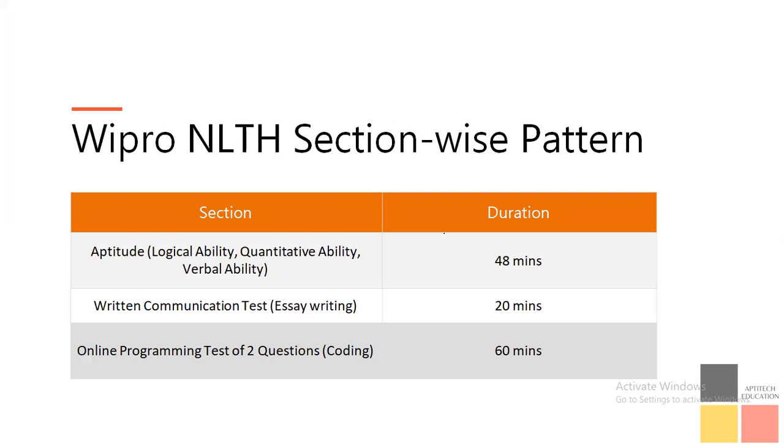Quickly going to the section-wise pattern, that is the duration and the sections that are going to come up. So there would be an aptitude test. Aptitude would be logical ability, quants, and verbal. The overall duration of solving all of these three sections combined is going to be 48 minutes. So in these 48 minutes, I'll have to solve three sections of questions. Followed by a written communication test, a very simple essay writing exercise: simply within 20 minutes, write a simple essay. And an online programming test consisting of two coding questions, and 60 minutes would be assigned for that.